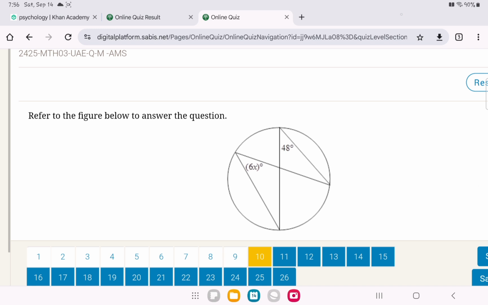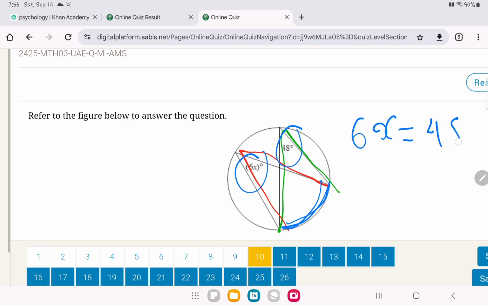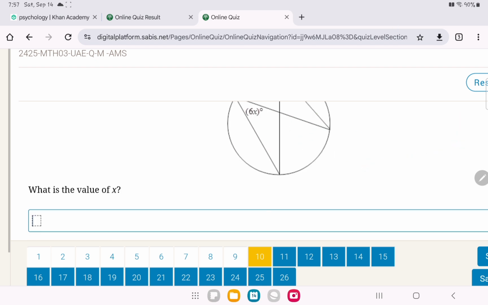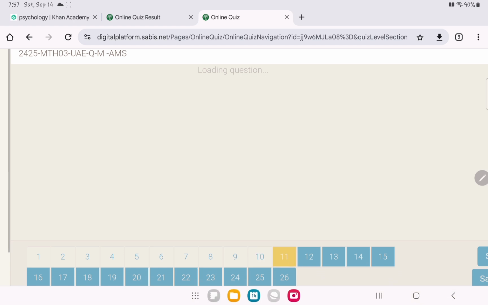Question number 10. Okay. Here we have two inscribed angles. They are touching the same arc. So, if both of them are touching the same arc, that means what? They are the same measure. So then 6x has to be equal to 48. So then x is equal to 8. Question number 11.